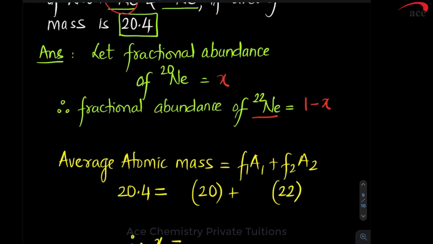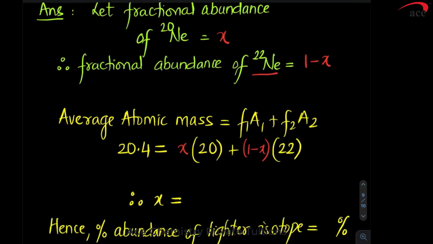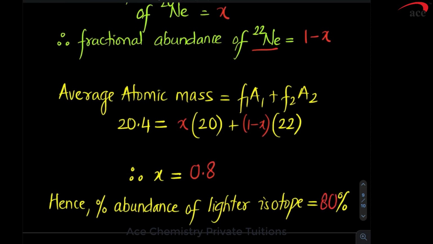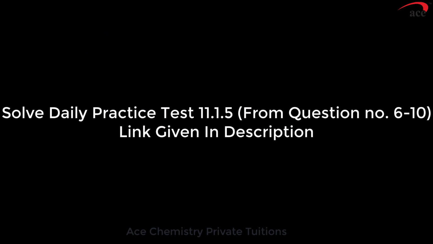Average atomic mass is given by the formula F1 A1 plus F2 A2. The first fraction is X, the other fraction is 1 minus X. You open up this bracket and solve for that unknown. That unknown value will be 0.8. Now convert this into percentage. That is 80 percent. So the percentage abundance of the lighter isotope is 80. If somebody asks you for the heavier isotope, it will be how much? The answer is the remaining percentage, that will be 20.